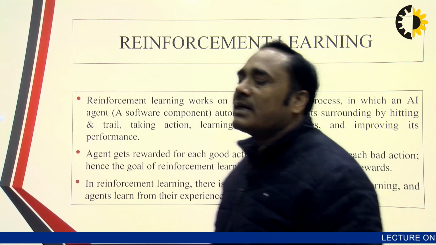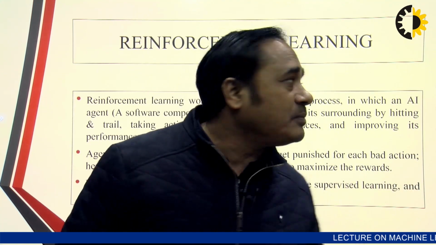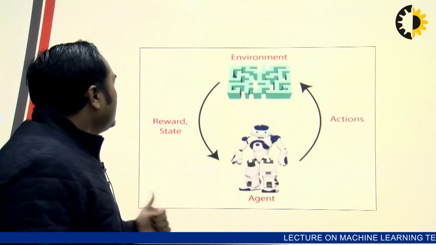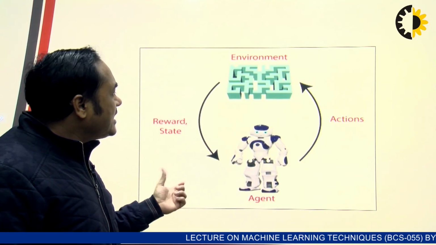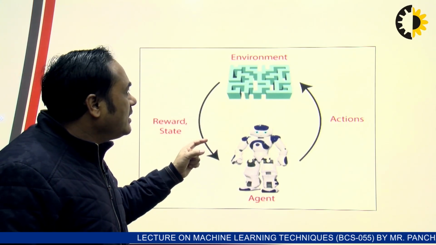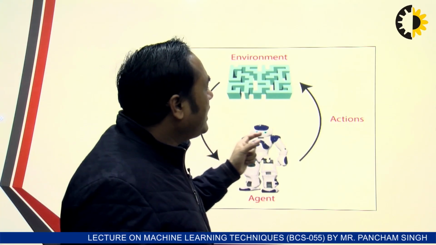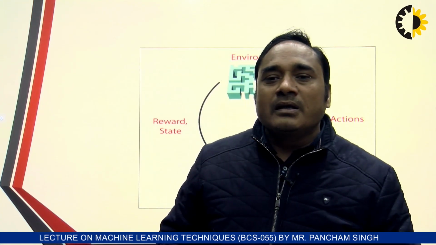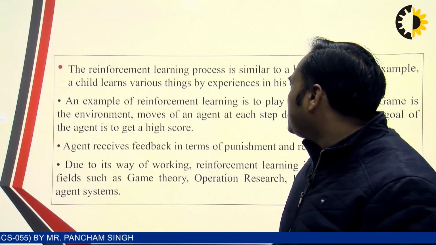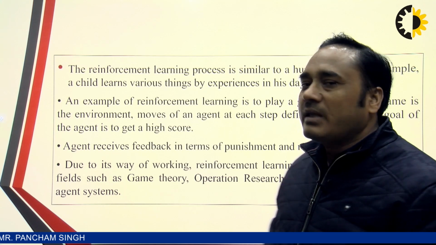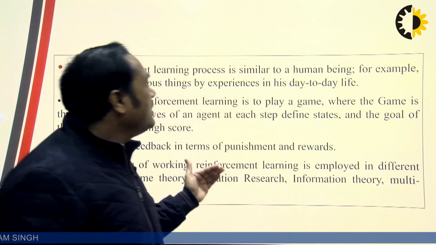So action and reaction are both part of reinforcement learning. So this is reinforcement learning, basically rewards and actions. Rewards mean what? The agent gives an action and interacts with the environment, and if some actions are hits, you get rewards, and if some actions are not hits, you get a penalty or punishment. So this is action and reaction based. The reinforcement learning process is similar to the human being. I have already discussed this.